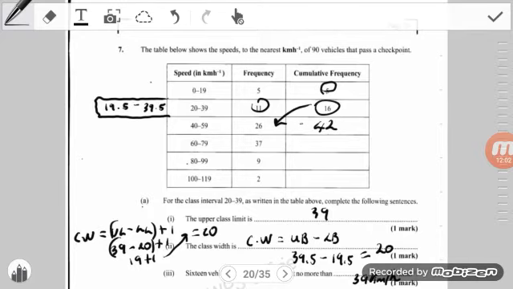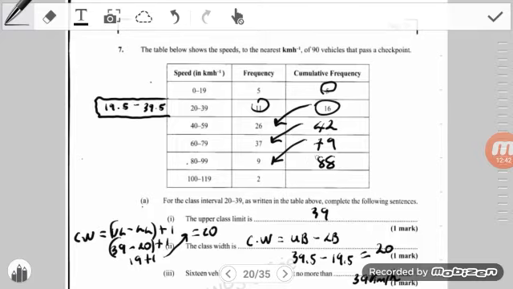We're going to add the 42 to the 37, and that should give us 79. So again, what does this mean? The 79 means that there were 79 vehicles recorded passing the checkpoint between 0 and 79 kilometers per hour. We're then going to be adding the 79 to the 9, and we're going to be getting 88. So 88 vehicles were recorded passing the checkpoint between 0 and 99.